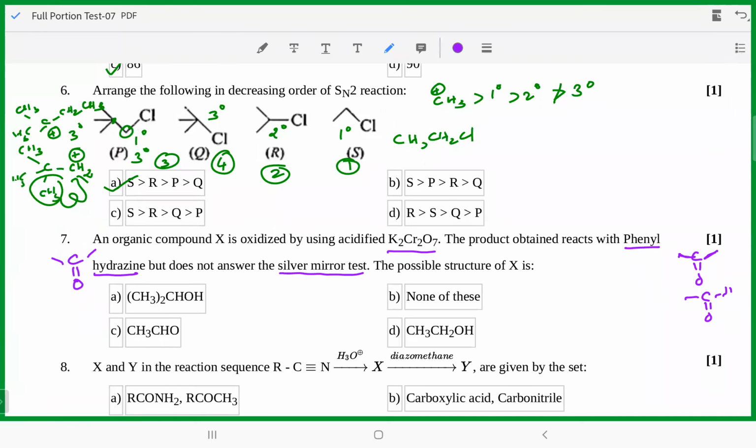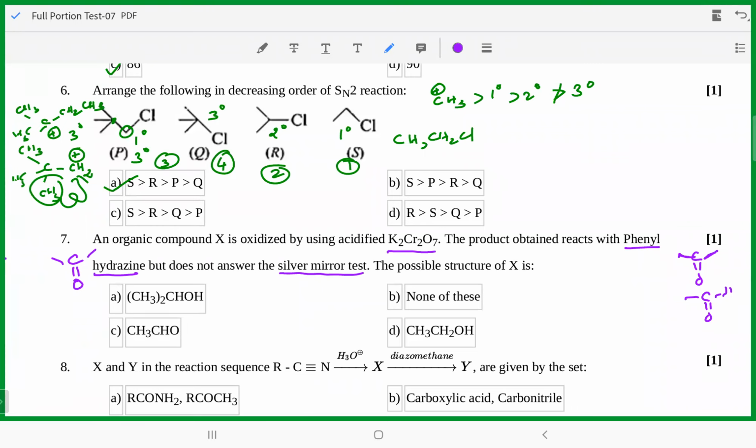When an organic compound is oxidized using acidified K2Cr2O7, the product obtained reacts with phenylhydrazine. Carbonyl compounds undergo the addition-elimination reaction with phenylhydrazine. Carbonyl means aldehyde or ketone, so two chances. But they said it does not answer the silver mirror test. The aliphatic aldehyde and benzaldehyde can easily react with the silver mirror test and you will get the silver mirror, whereas the ketone will not give that silver mirror test.